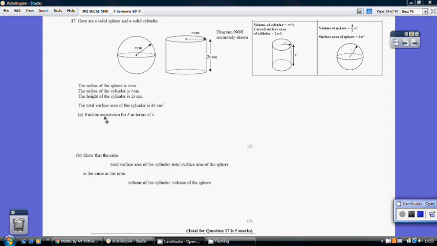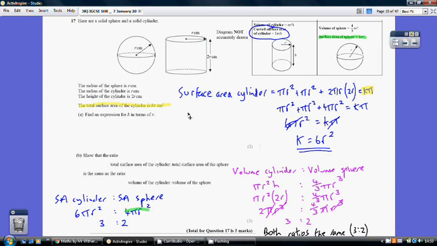17 part A. The total surface area of the cylinder is k pi. Find an expression for k in terms of r. Okay, so we're talking about the surface area of the cylinder here. Now, the total surface area of the cylinder is going to be the circle at the top, which is pi r squared, plus the circle at the bottom, which is another pi r squared, and then the curved surface area of the cylinder. Well, from the formula at the front, we can see that's 2 pi r h, but our h on this occasion is 2r. So that's 2 pi r times 2r.